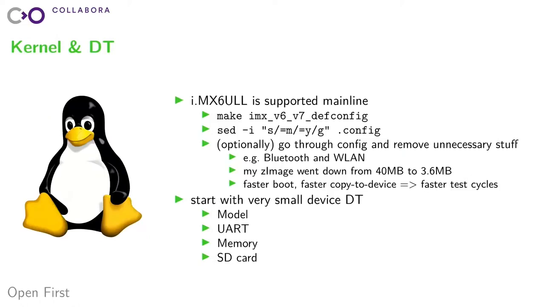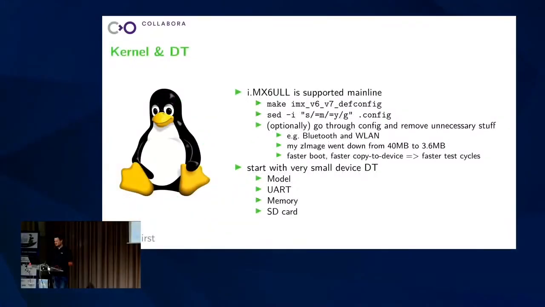Then I continued and just created a really small kernel. I started with the default IMX configuration that is mainline. Then first of all, I replaced all the modules to be built in, mostly because I just want to copy one image. It makes the testing process a little bit easier for me.